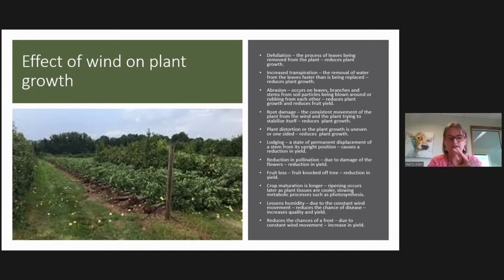The fruit can rub together, so reducing that quality. The rocking of the plant in the wind can cause root damage. It may cause the plants to grow unevenly. If you've been to the beach, the westerlies, you can see the impact it has on the plant growth.